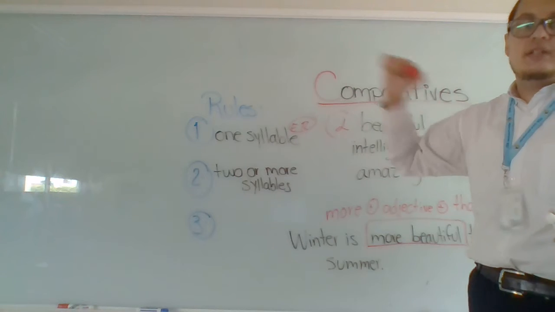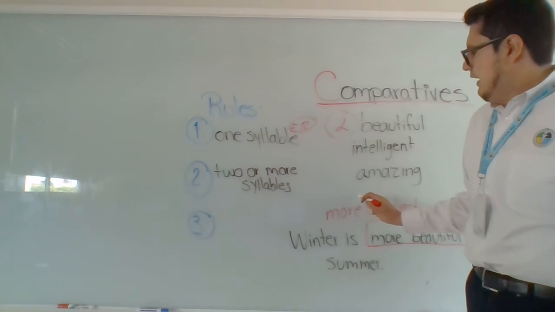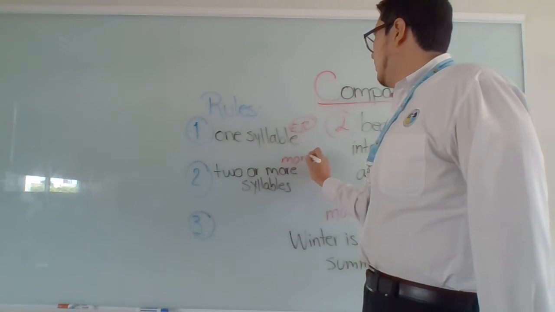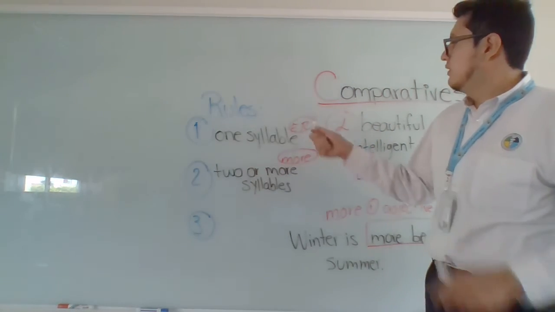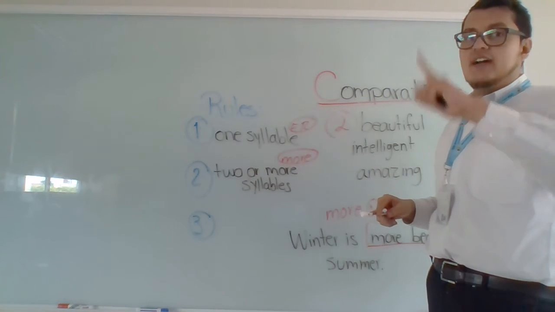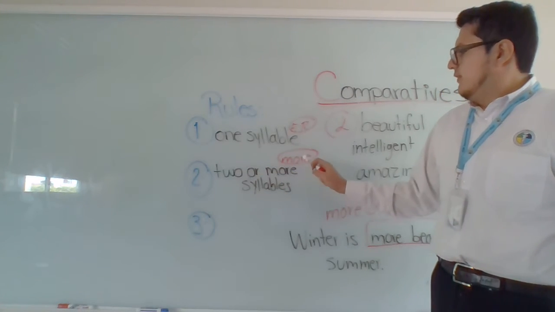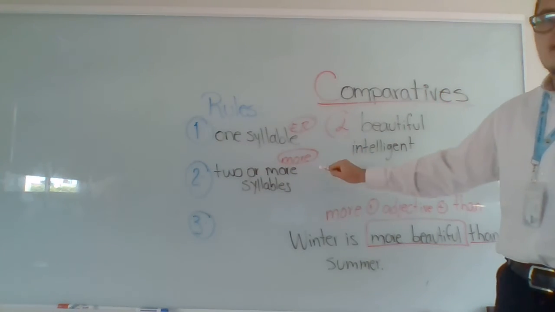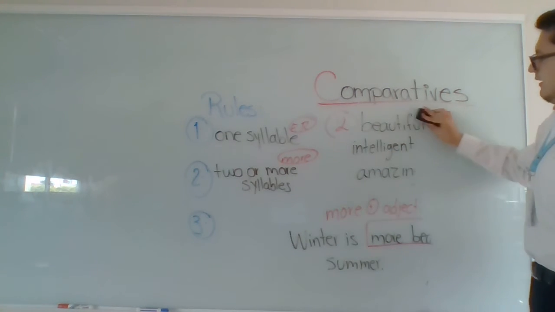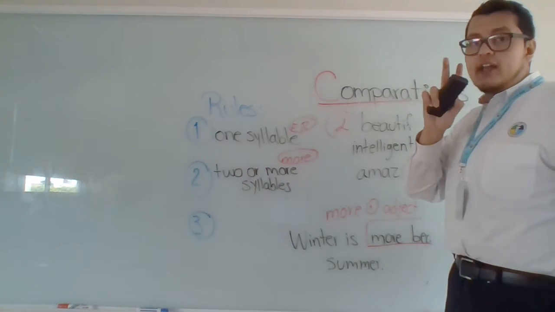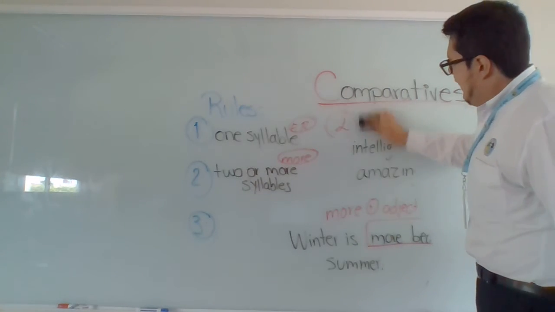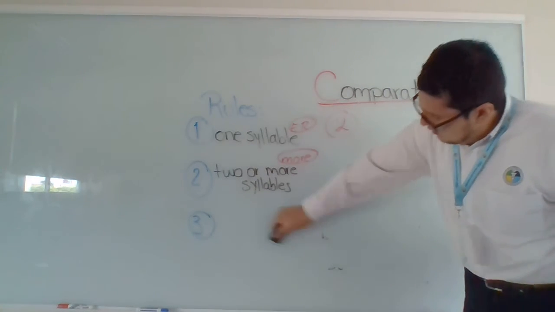So in this case, we need to count two or more syllables and we use more. So for this rule is the more. So we have two rules. Here, remember, taller, bigger, faster, fast. One syllable, fast, faster. Two or more syllables, more beautiful, more intelligent, more amazing. Oh, the previous adjective, honest. Two syllables, honest. More honest.